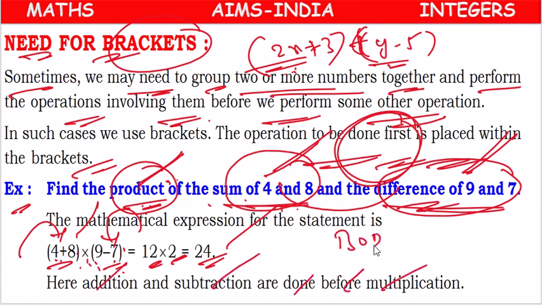Actually, in the BODMAS rule, multiplication comes before addition and subtraction. But here, before the product, we have done addition and subtraction. Why? Because they are in brackets. This brackets operation is to be done before multiplication. So that's why we have done like that.